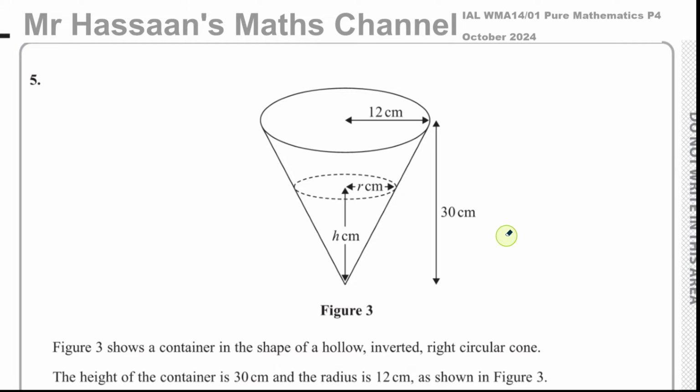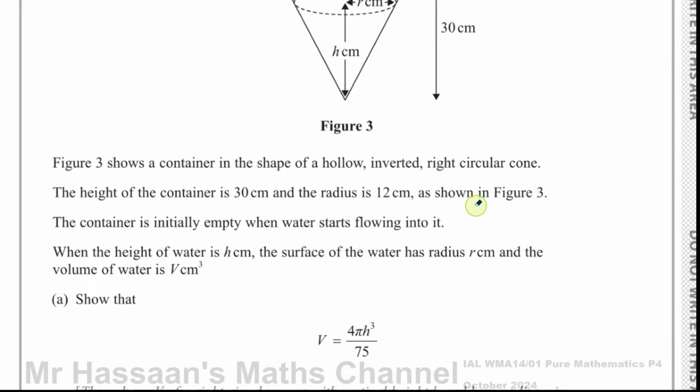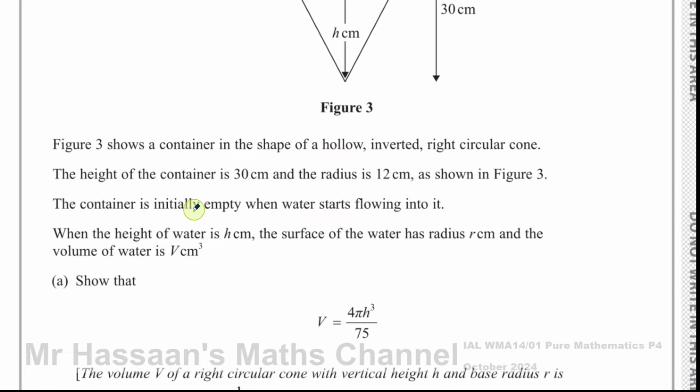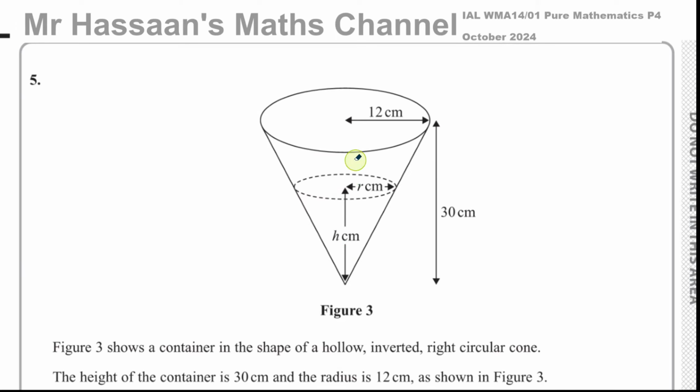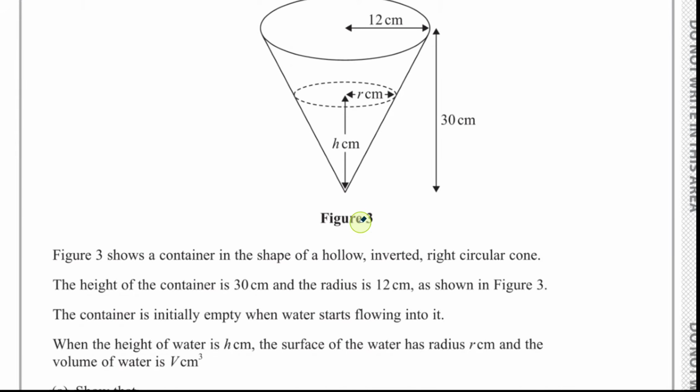All right, so it says the height of the container is 30 centimeters and the radius is 12 centimeters, as shown in figure 3. So that's the container. Now what's happening is the container is initially empty when the water starts flowing into it. So it's got no water in it, and the water flows into it.